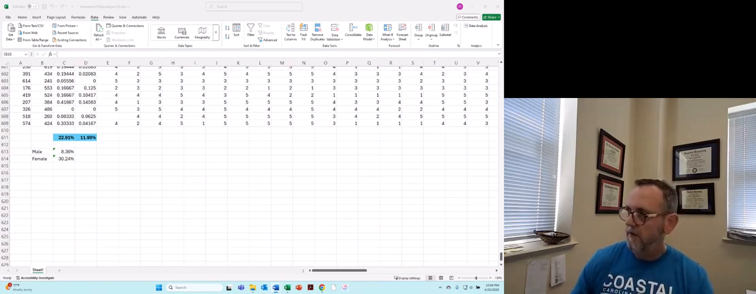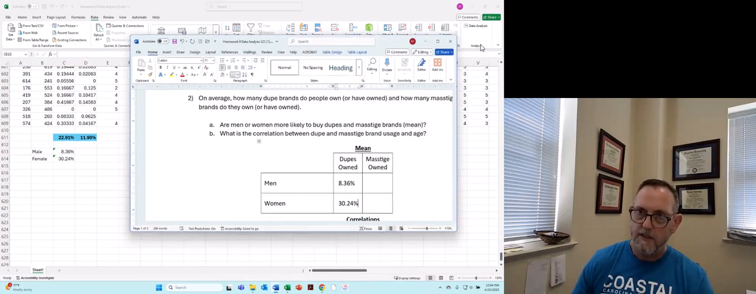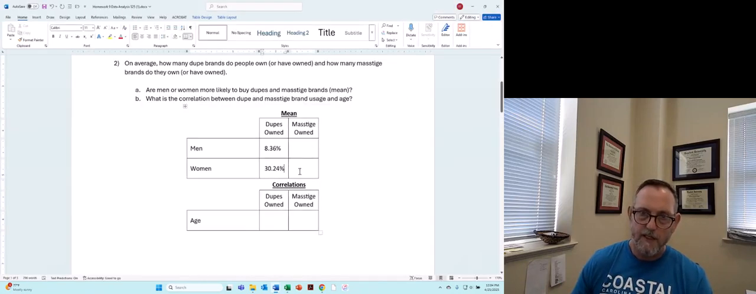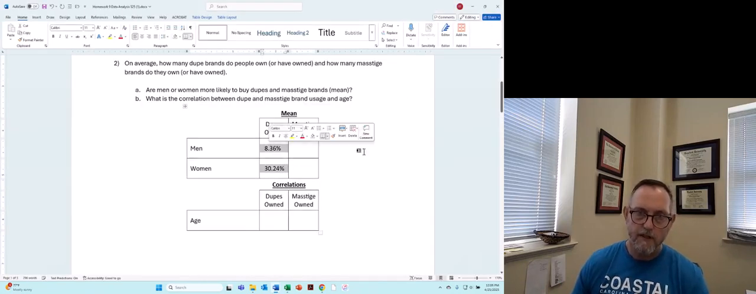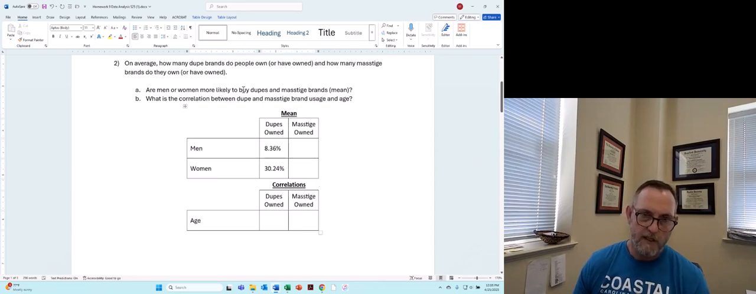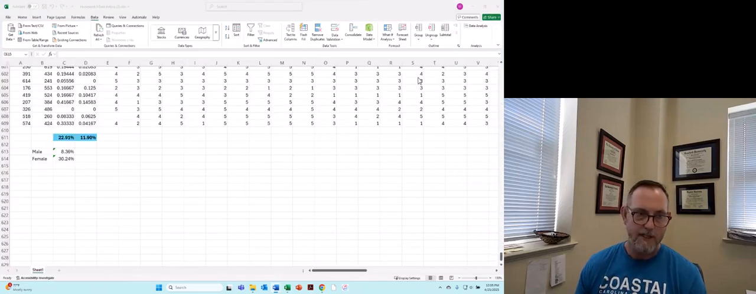And if you'll notice, that is just what I'm dropping into this area here. So on a percentage basis, are men more or less likely to buy dupes? No, women are far more likely to own dupes than men are by a large margin. That would obviously be statistically significant. That's a huge difference, that men and women vary on this.